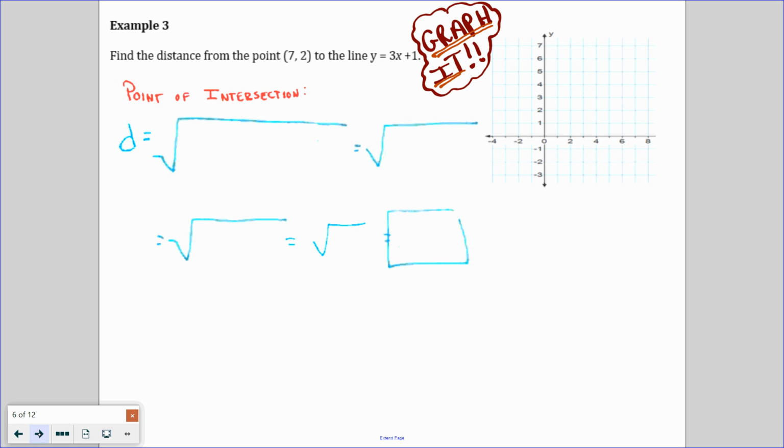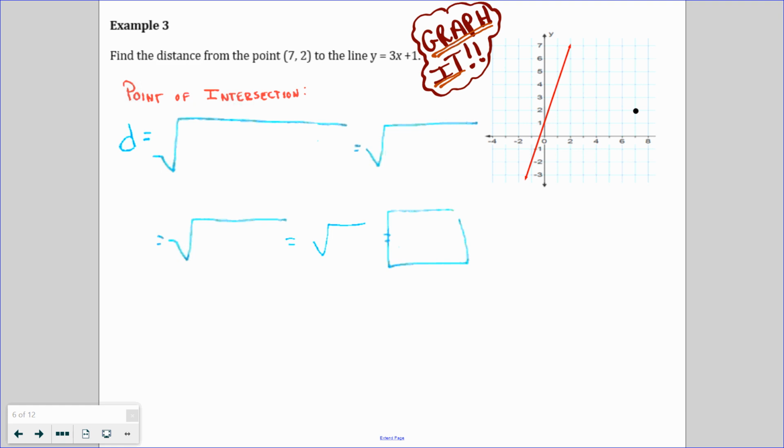Okay, so find the distance from the point (7, 2) to the line y equals 3x plus 1. So the point (7, 2) and the line y equals 3x plus 1, that means it's a y-intercept of 1, a slope of up 3 over 1, up 3 over 1. What we need to do is find the point of intersection between the normal line, that means the perpendicular line, through the given point. And once I find the point of intersection, I can do the distance formula from that point to the point (7, 2). So when I graph my perpendicular line, it'll have a slope of down 1 to the right 3.